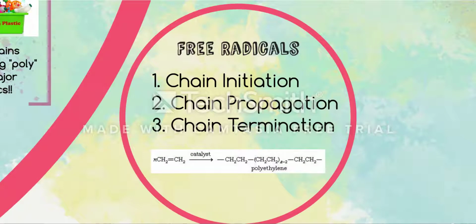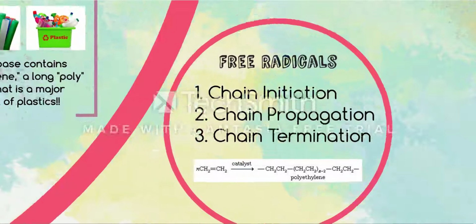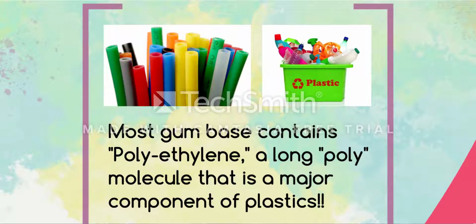So, a single ethylene molecule will go through a chain initiation, propagation, and lastly termination, creating free radicals. This will add to another ethane free radical repeatedly, forming a polyethylene. But did you know that this polyethylene, a long polymolecule, is a major component of plastic? Yeah, you're actually chewing a lump of chewy gummy plastic. And plastic does not dissolve in water, and that's why gum does not dissolve.